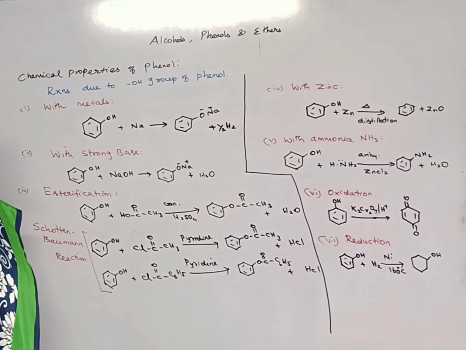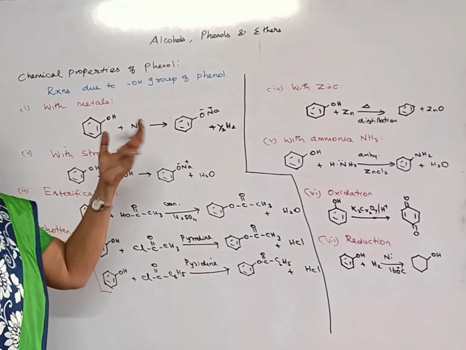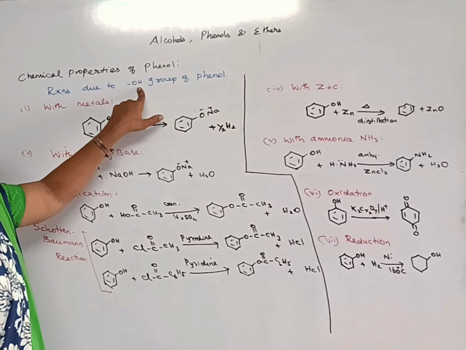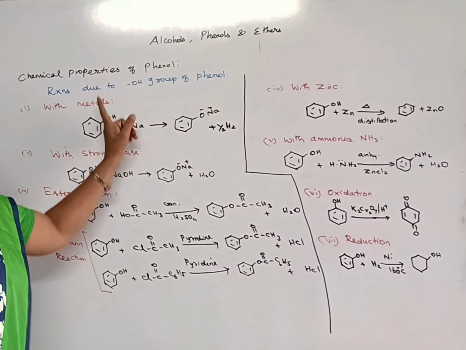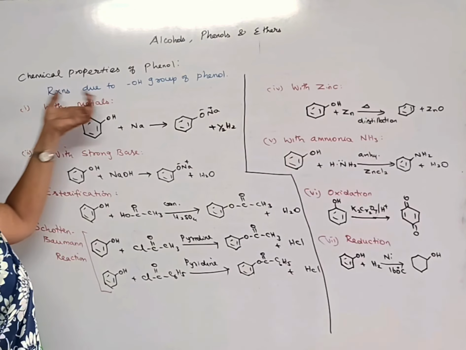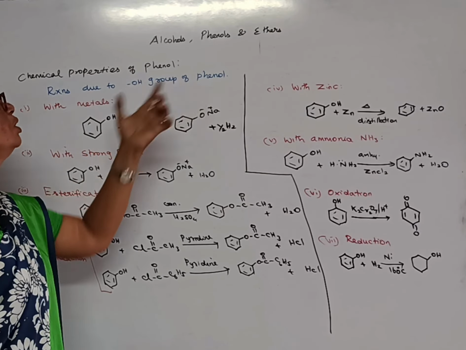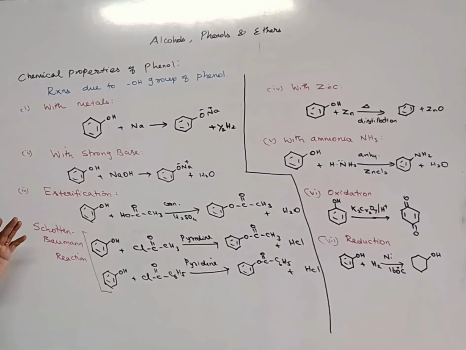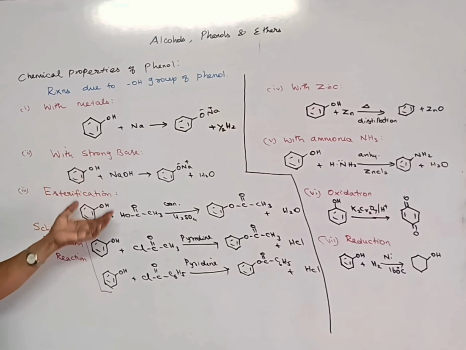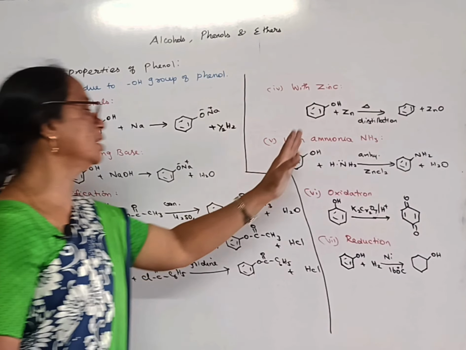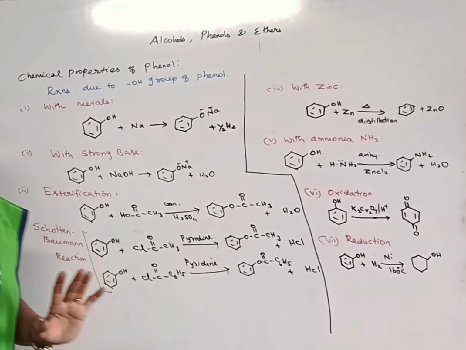Already I told you the phenol has two types of reactions. One is due to the presence of the OH group, the other is due to the presence of the benzene ring. So let us first find the reactions due to the OH group of phenol. Phenol can react with metal or base, undergo esterification, or it may undergo oxidation and reduction reactions.